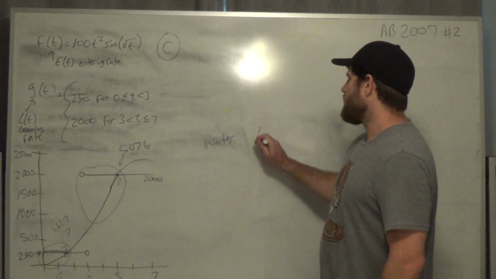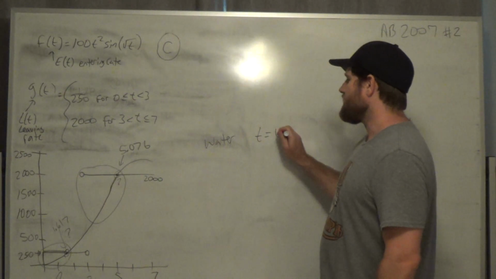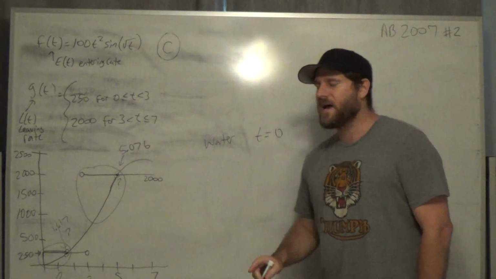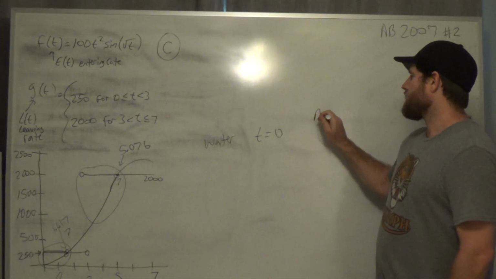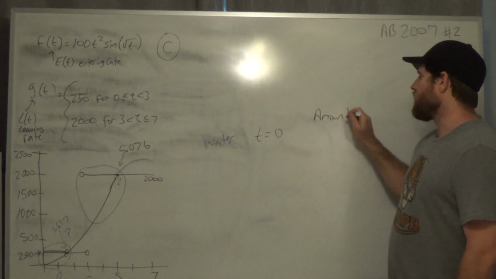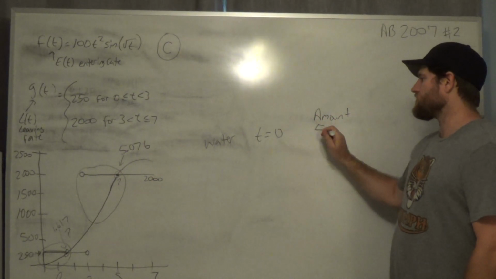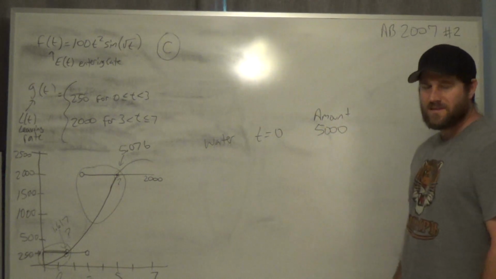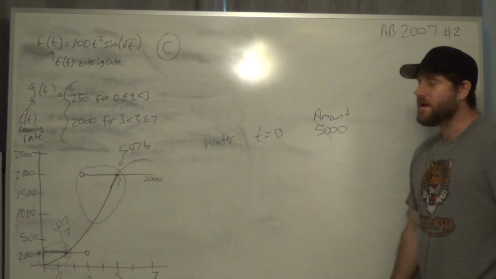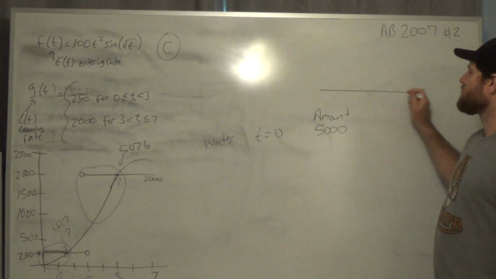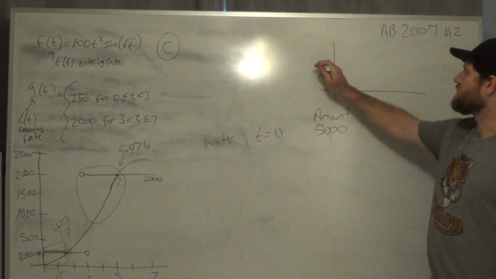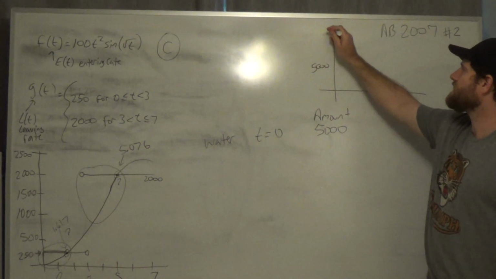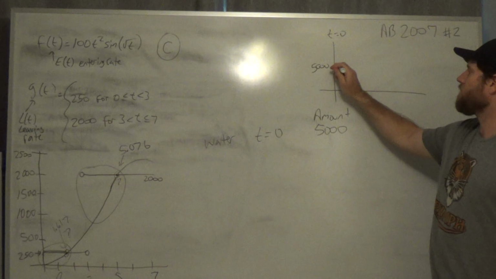So, at time equals 0, if you read the question, how much water did they say there was? At time equals 0, they said we started with 5,000. That's how many gallons of water. Okay? And I'm just going to make a quick little graph. So here is 5,000 at time equals 0.